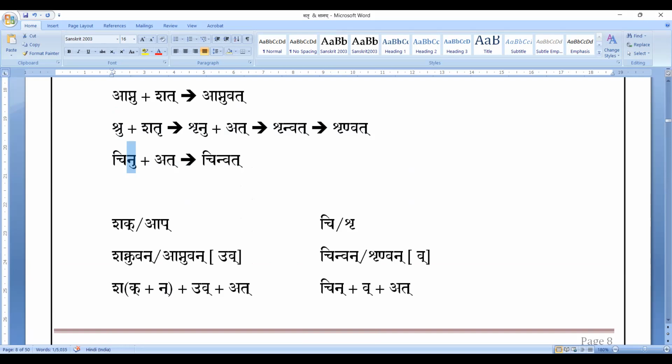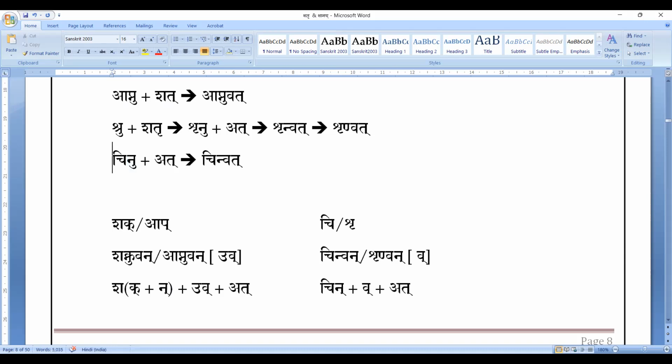So, you can add this also to the rule we have already seen. That is, for the Ikaranta Dhatu, Ukaranta Dhatu, or the Nu, when followed by Ajadi Vyakti Pratyaya, they are replaced by Uv, provided the Ukara is preceded by a conjunct. Last time I didn't say it because this occasion didn't come at all, but now you need to know. So, being preceded by a conjunct is important. That is why it is Shrinvan, Shrinvanto, not Shrinavan. There is no form Shrinavan at all.